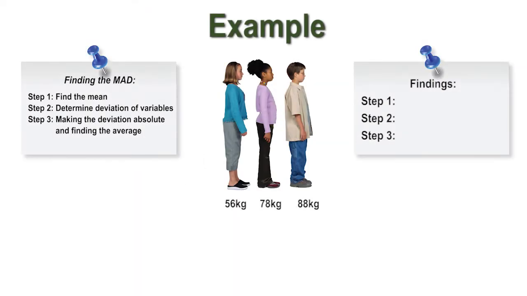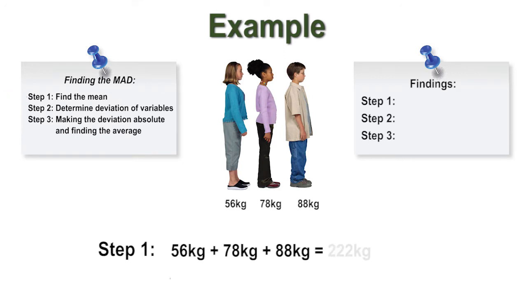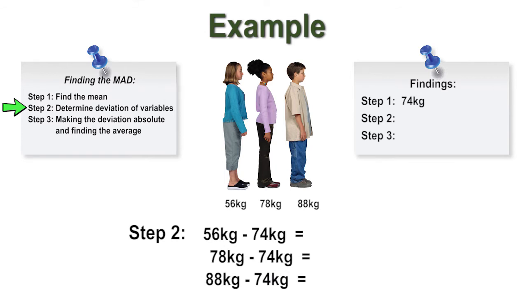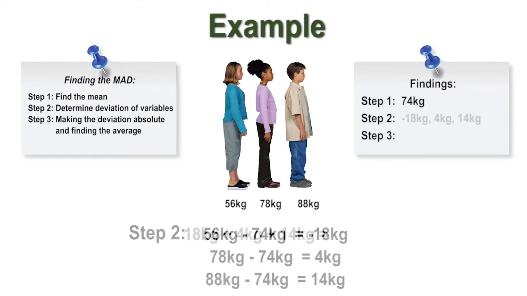For example, the weights of 3 people are 56 kilograms, 78 kilograms, and 88 kilograms. The first step to finding the mean absolute deviation is to find the mean of the data set. 56 plus 78 plus 88 equals 222. Then divide by 3 equals 74. Next, determine the deviation of each variable from the mean. 56 minus 74 equals negative 18. 78 minus 74 equals 4. And 88 minus 74 equals 14.